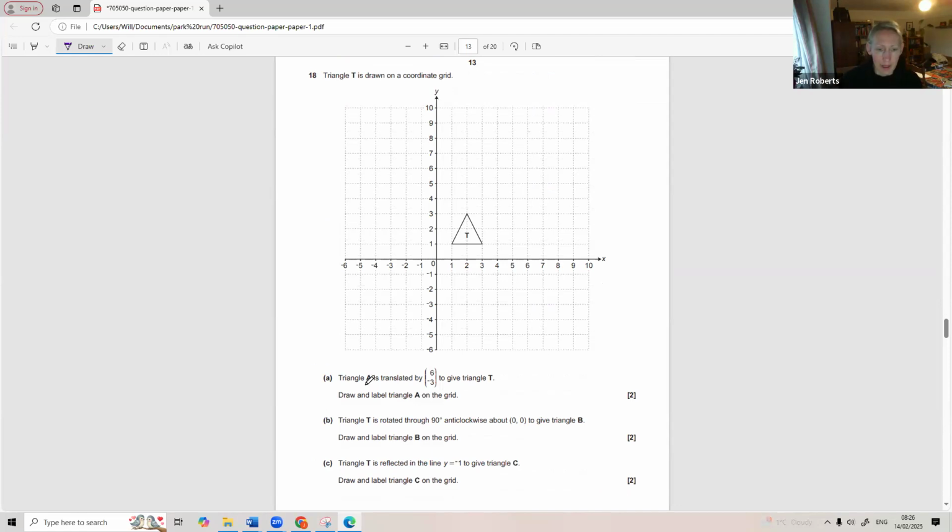So we don't know where triangle A is, but we know it's been moved 6 to the right and 3 down to get triangle T. So we need to kind of reverse all of that. So I'm going to choose a point here. I'm going to go 3 up and 6 to the left.